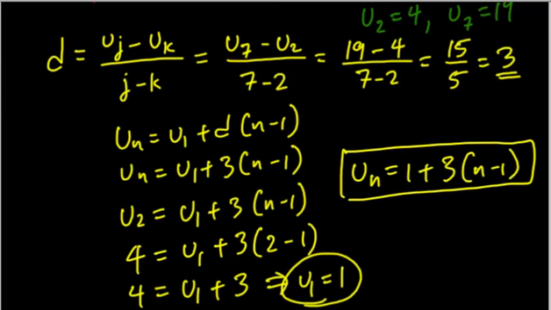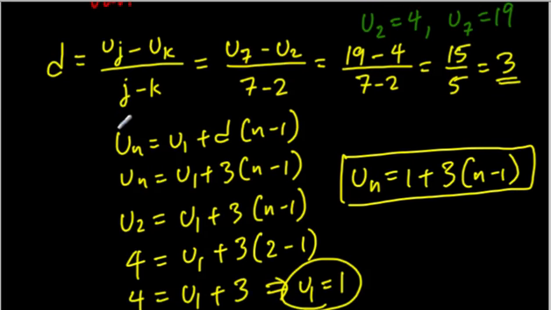Let's say we had picked u7. This would have been 19 equal to u1 plus d times, instead of n, 7, because that's the 7th term. Then if you had solved it again, you would have gotten u1 is equal to 1. And finally, this is the equation that we need.